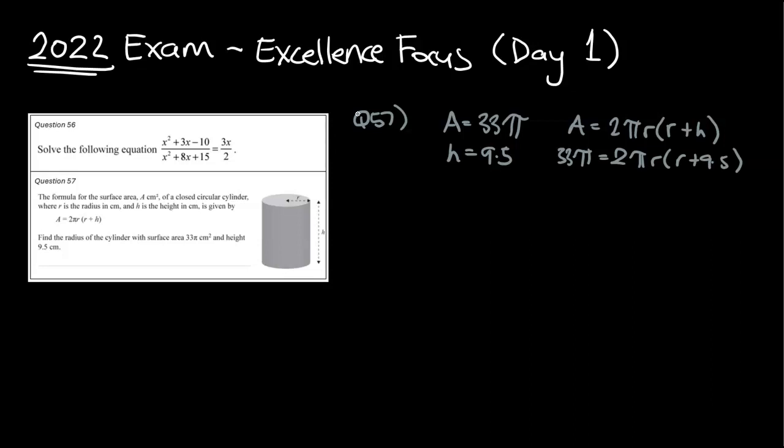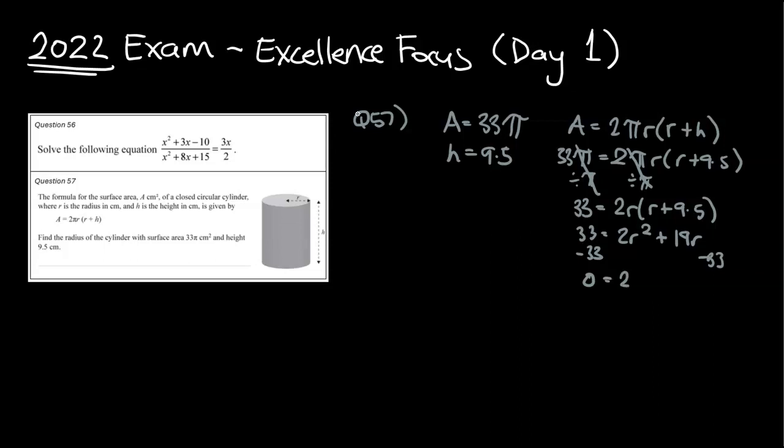And we're looking to solve here. The first thing I'm probably going to do is I'm just going to divide by pi here, because that will cancel it out. So all the pi's will be gone. It'll just make my life a little bit easier. So 33 will be equal to 2r, and then we've got r plus 9.5. I'm now going to expand my bracket, so 33 will be equal to 2r squared plus 19r, and I'm going to take away 33 from both sides, so I can get 0 as the subject. So 2r squared plus 19r minus 33.